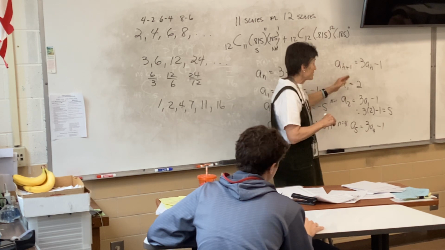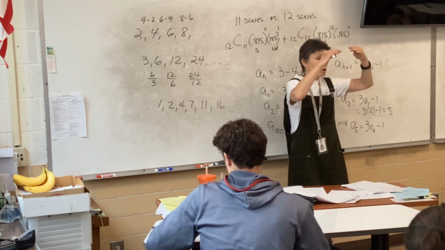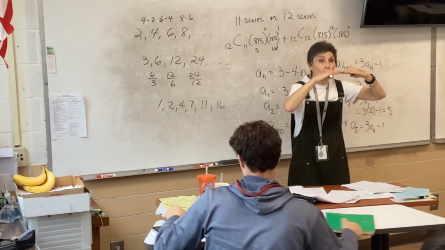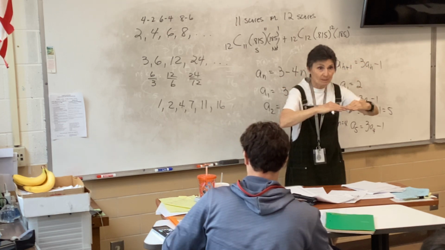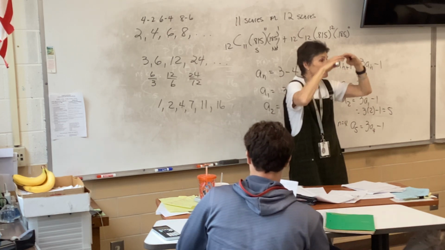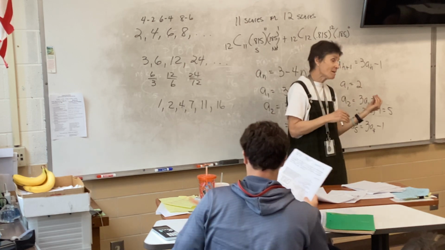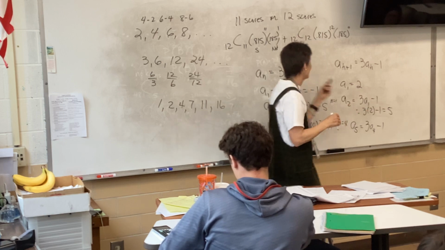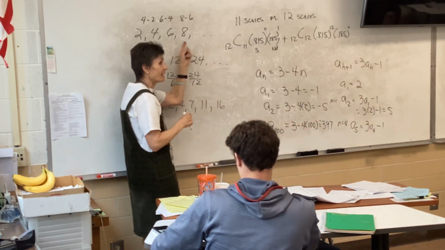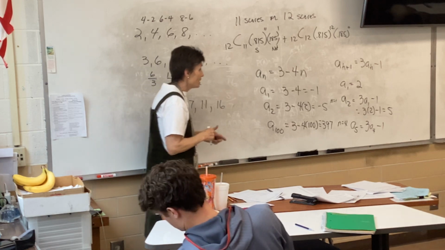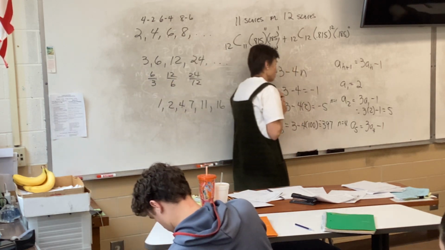So this is called recursive. And recursive sequences are built one term at a time. You do something to this term to get this term, and then something to this term to get this term. Now, arithmetic sequences can be recursive. That's what you did here in the beginning, but geometric sequences also can be. These are a little bit tricky.